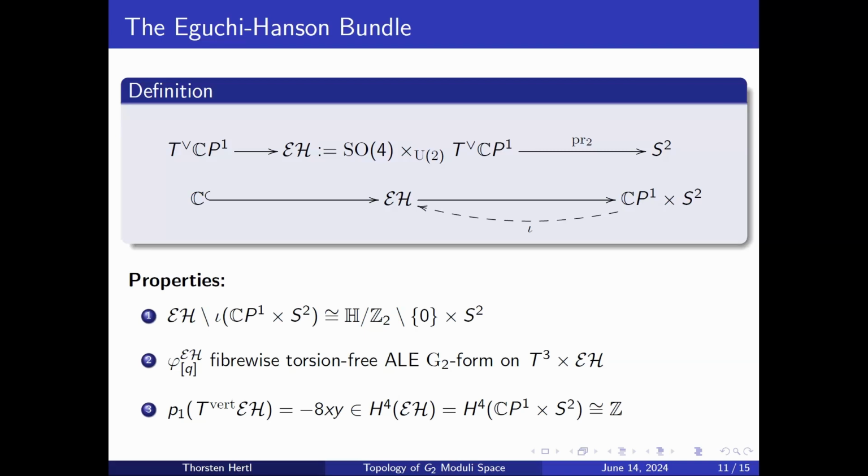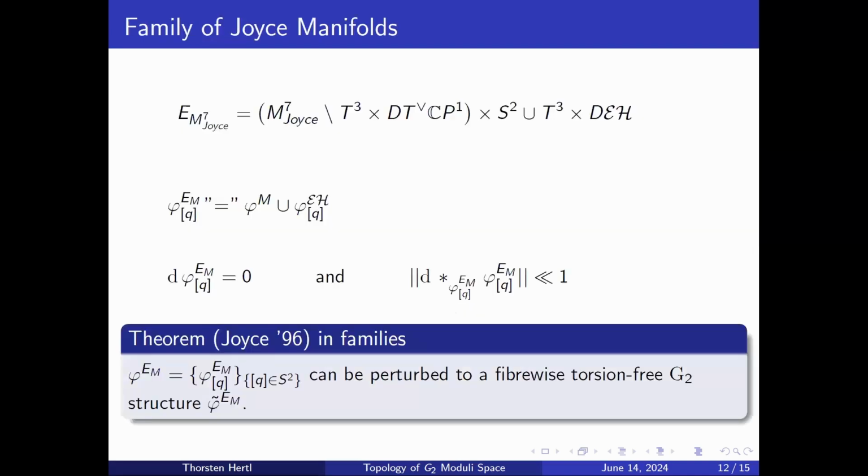And this fiber bundle is indeed non-trivial because the first Pontryagin class of its vertical tangent bundle is -8 times the generator of this cohomology. If it were trivial, then the first Pontryagin class would be trivial, in fact. But it's not. Right. We use this family basically to construct the bundle we are interested in.